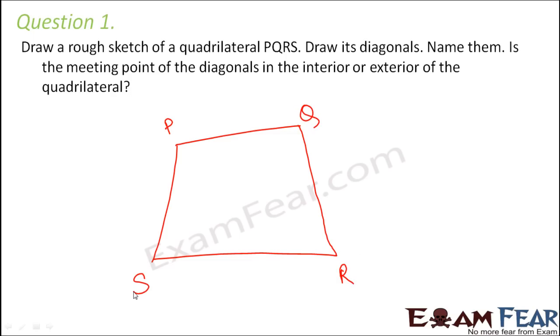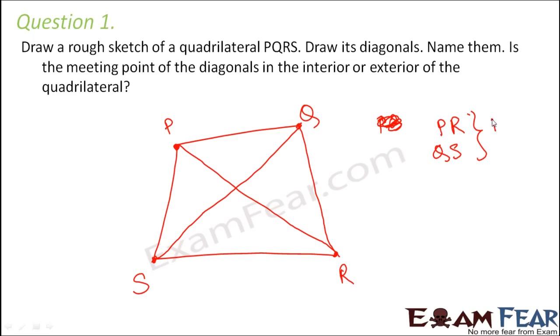Draw its diagonals. What are diagonals? The lines which join non-adjacent vertices. So which are non-adjacent vertices? For P, R is a non-adjacent vertex, so we join P and R. Similarly, which is the non-adjacent vertex for Q? It is nothing but S, so we join Q and S. So PR and SQ are the diagonals. So name them. So what are the diagonals? Diagonals would be PR and QS. So these are the diagonals.